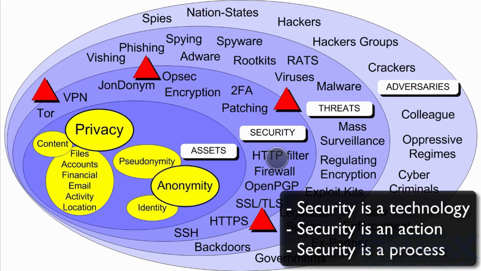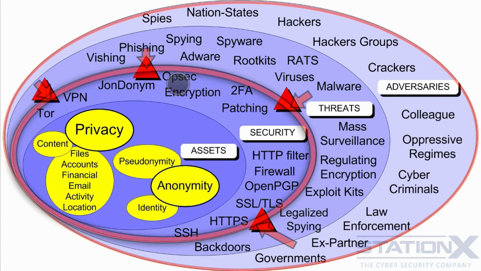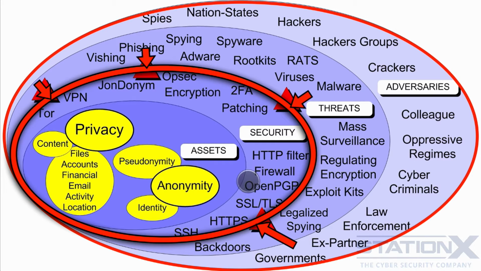It's very important to understand that security controls are not just technology. You must understand that. Security controls are also processes and actions. Your actions are in fact one of the most important security controls to protect your assets and mitigate threats and adversaries. The outcome of suitable security processes, actions, and technology is the protection of your assets, privacy, and anonymity.